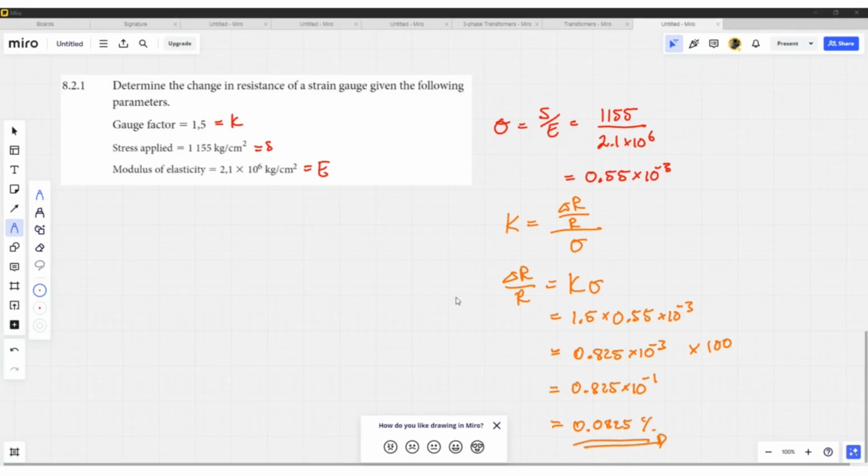All right, so that's how you go about with the strain gauges. That's a pretty good typical question for strain gauges. All right, any questions from you guys? I think we're pretty much just going to continue from here on next week.